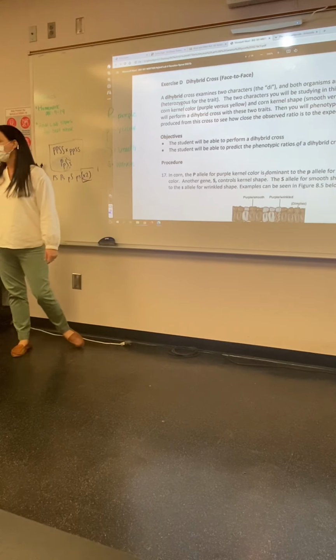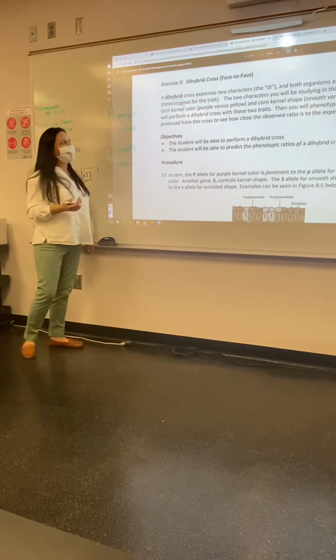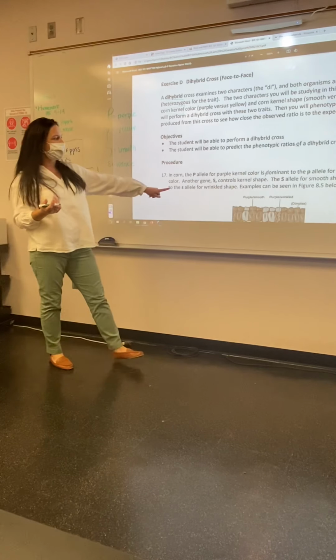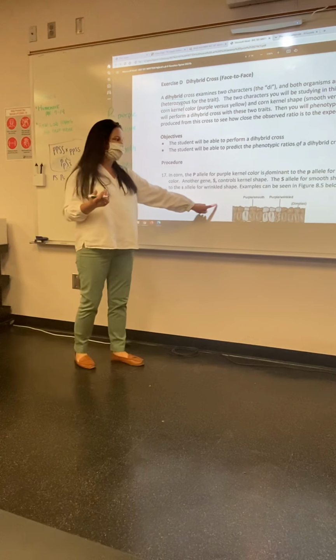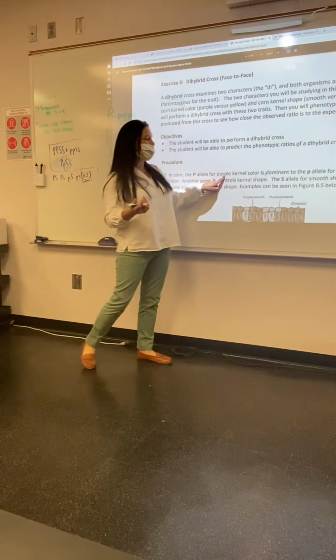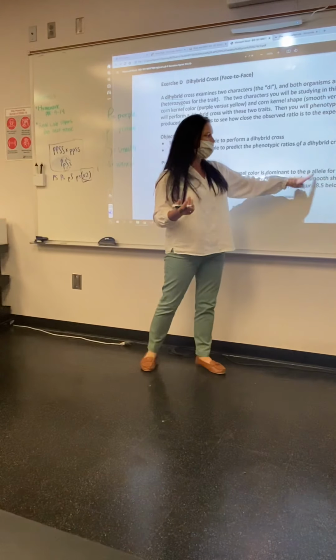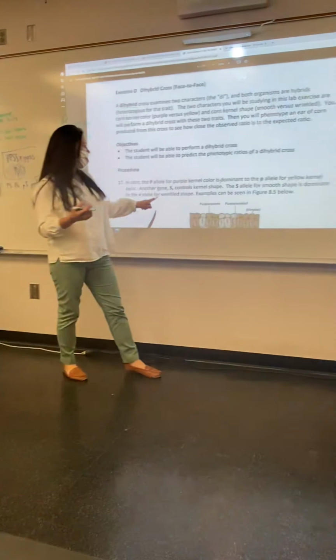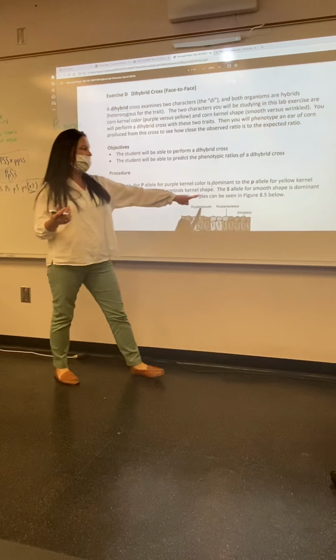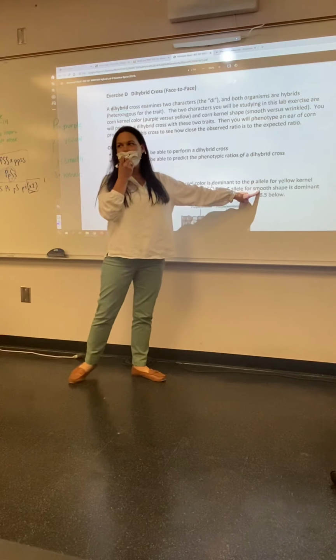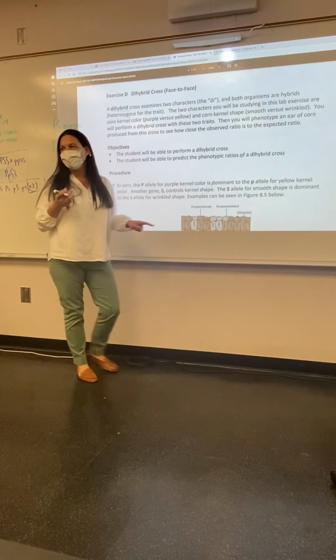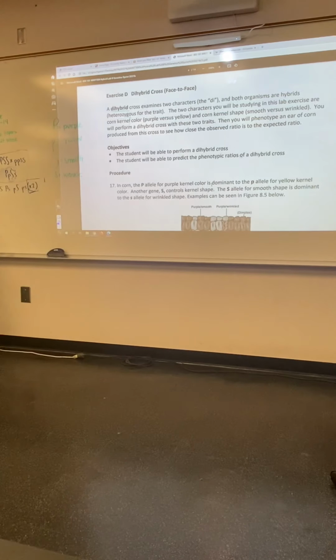I'm wrinkled. Okay? So what we're going to have, we're going to come down here and we're going to look. Here's the directions. P for purple. Little p for yellow. Big S for the shape. So we're going to be smooth with a capital S, wrinkled with a little s. Alright, so we're going to come down here and we're going to look at the parents.